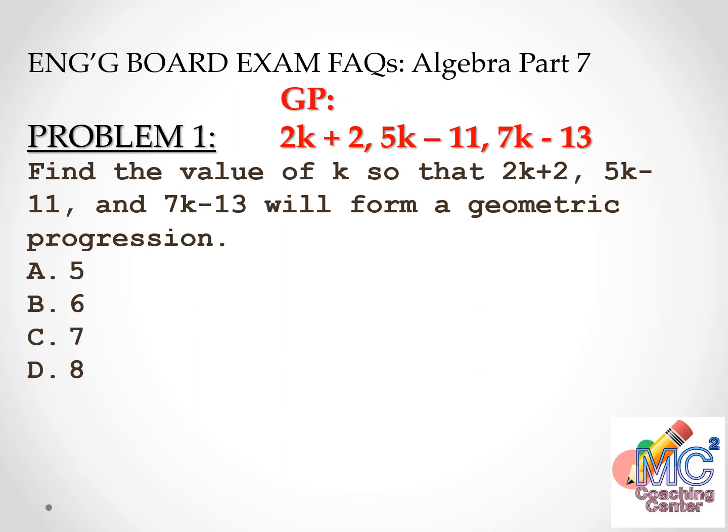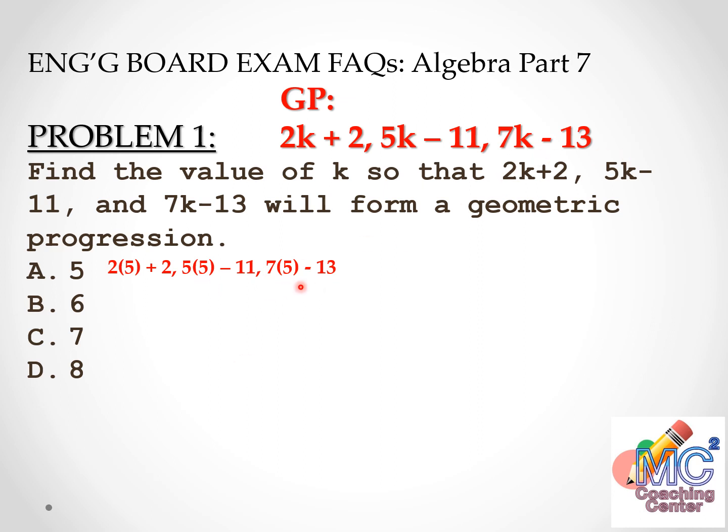So, let's start with letter A. Sa letter A, yung k po natin is 5. Pag substitute natin, ito na po yung mangyayari. Ito yung 2k plus 2, in which k natin for this letter A is 5, so you have 2 times 5 plus 2. Then 5k minus 11, yung k natin equals to 5. Then we have also 7k minus 13.